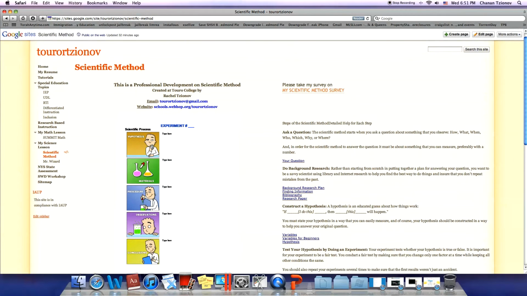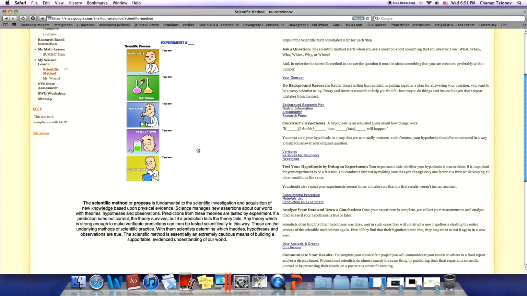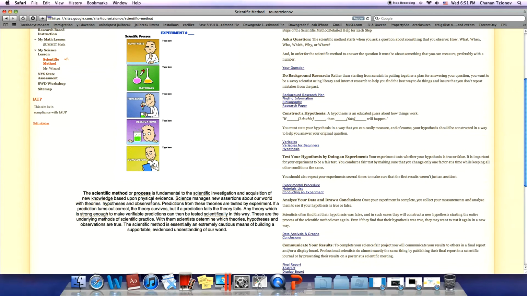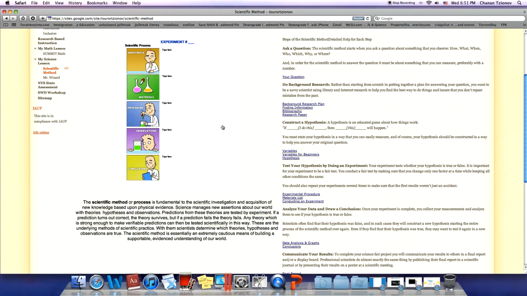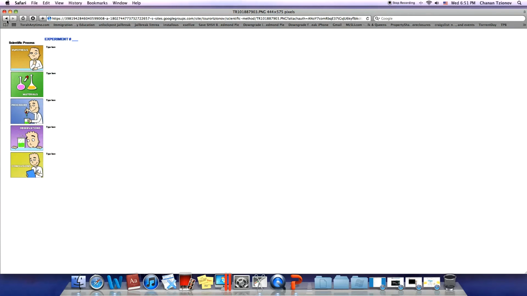This is the process of the scientific method, the different steps that the child would have to take. And this is more information about the scientific method, which you are able to read if you would like.